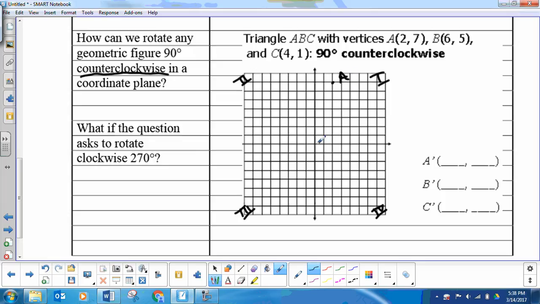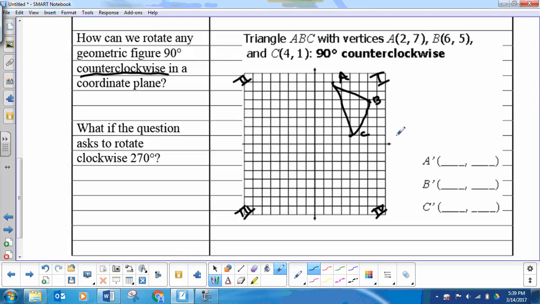Then we have B at 6, 5. So there's 6 on the X, 1, 2, 3, 4, 5. There's B, and then we have C at 4, 1, so 1, 2, 3, 4, and then 1. All right, and let's go ahead and draw our triangle. And my drawing is not going so pretty on this board, but hopefully yours looks nicer.